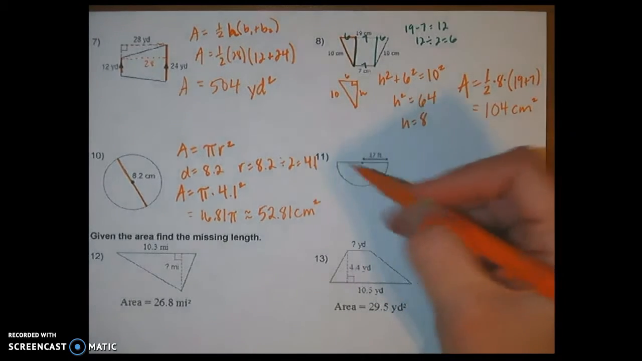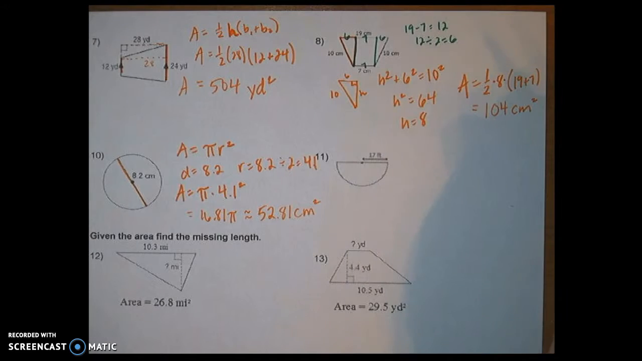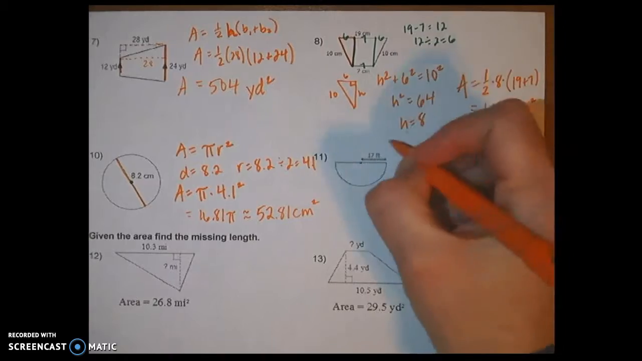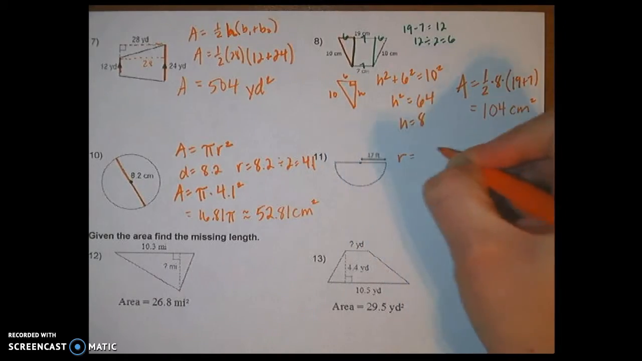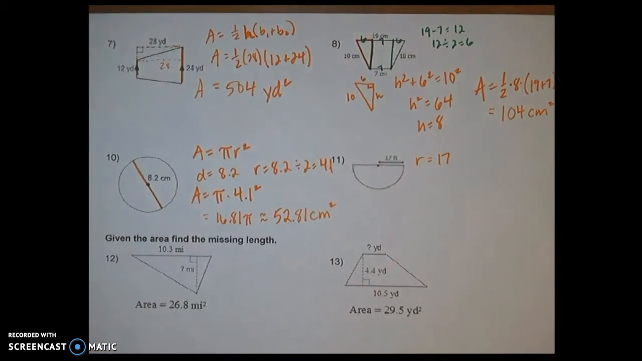In number 11, I believe that's supposed to be 17, maybe 13, maybe 12, I don't know. We'll go with 17. So my radius here, and maybe it's not even that, I don't know. We're going to go with 17 because why not? So my radius here is 17.